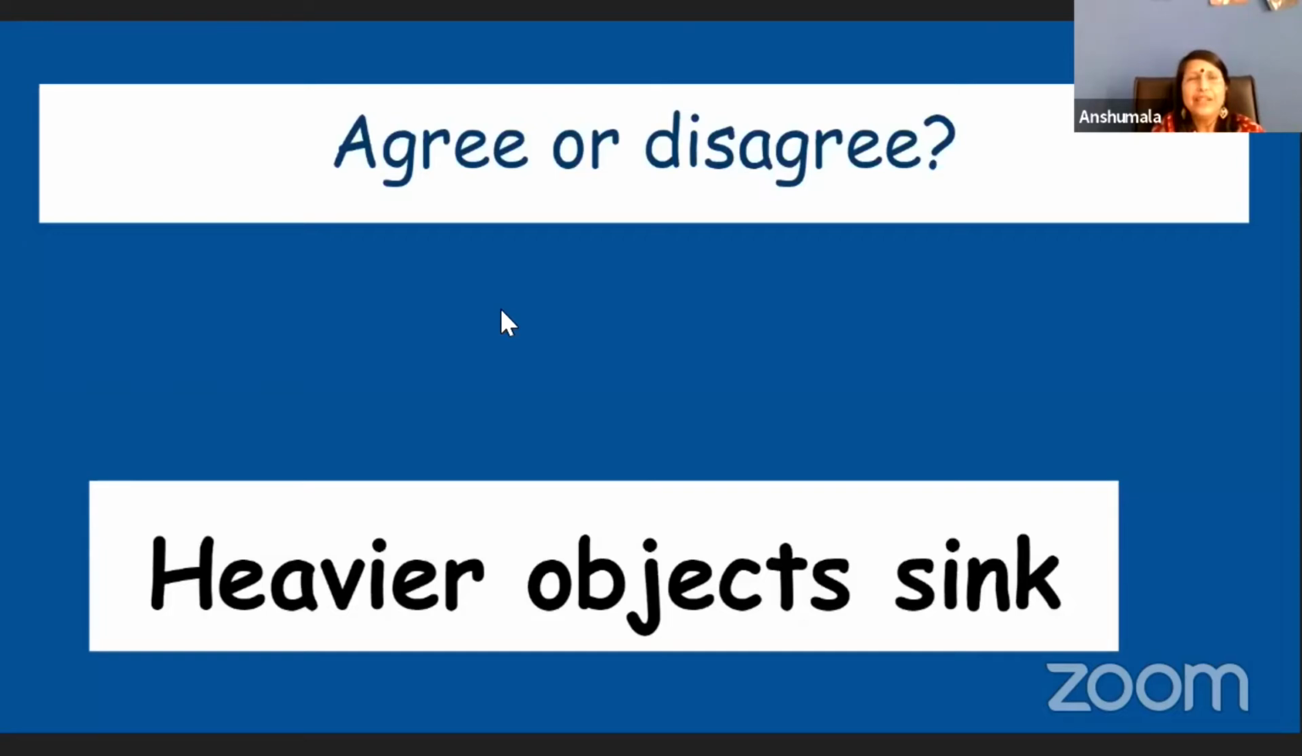No. No. Here also another no. No, no, no, no. Everyone is saying no. But we had that heavy steel thing, no? It actually did sink, that iron object. The iron object actually sank.